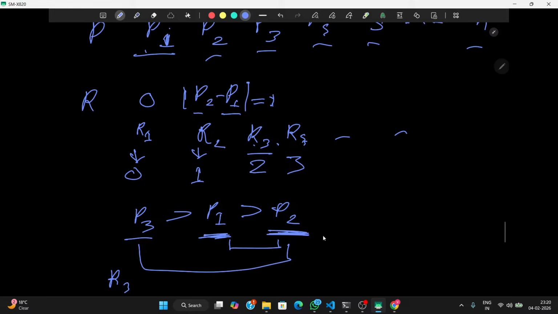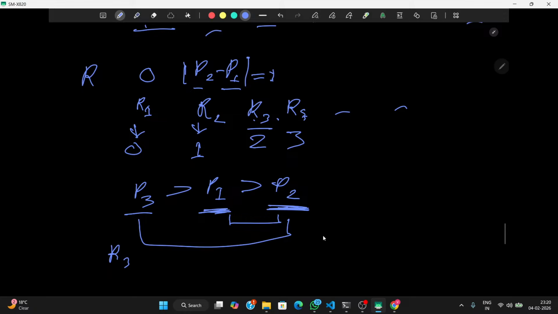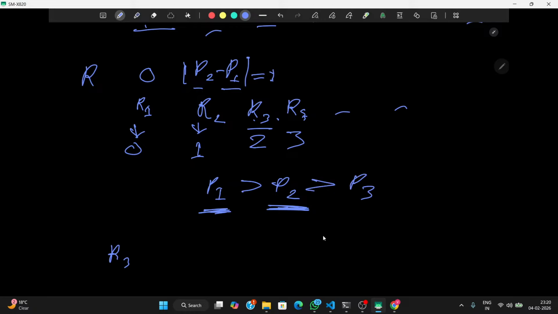And we need it to be 2. So what does that mean? P3 will also be adjacent to P1. That means the difference between P1 and P3 will be 1 again. And if P3 is not greater than P1, suppose P3 is less than P2, P3 cannot be between these two elements as the difference between these two elements is 1. So these two elements are adjacent elements, so P3 cannot be any distinct element between these two elements, right?